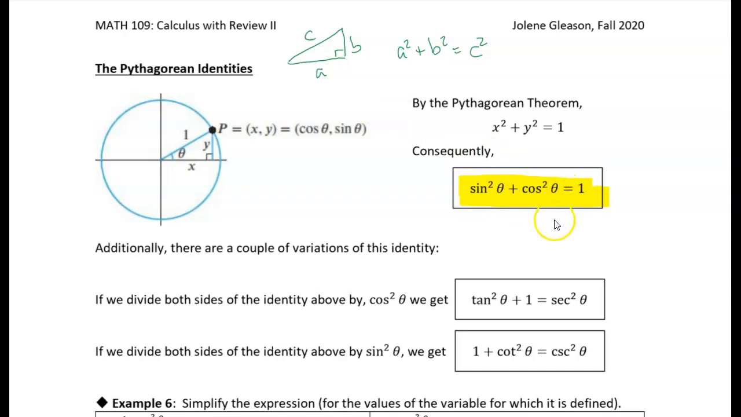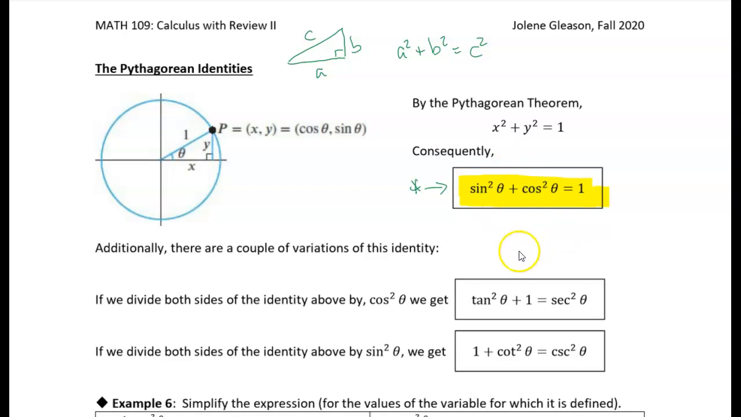All right. Now, there are actually 3 Pythagorean identities. It's good to know that they all exist. But I just remember this one. This is the key one to remember. And then you can easily come up with these other Pythagorean identities just by dividing either by cosine squared or sine squared. Okay, it's an identity. It has an equal sign, so we can do the same thing to both sides.